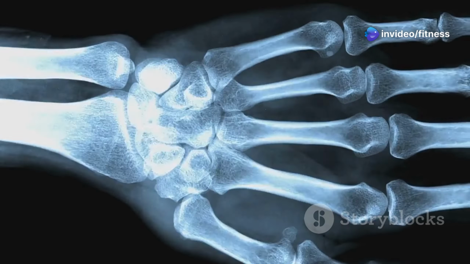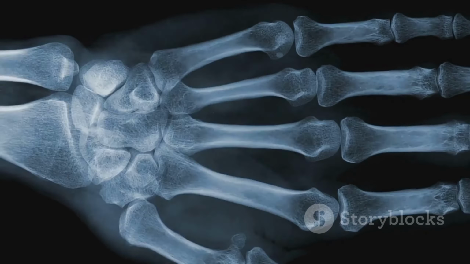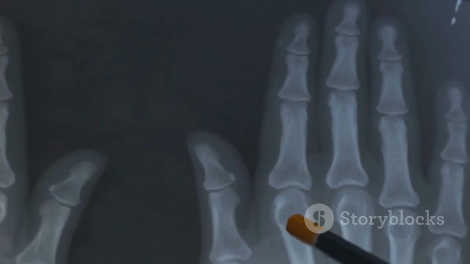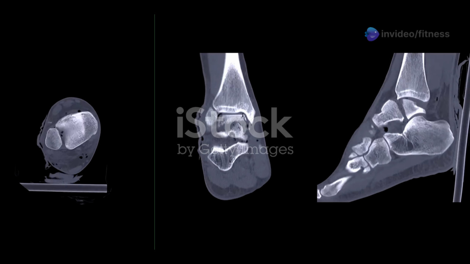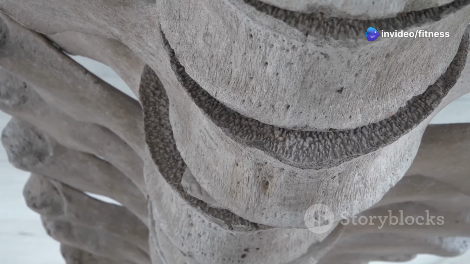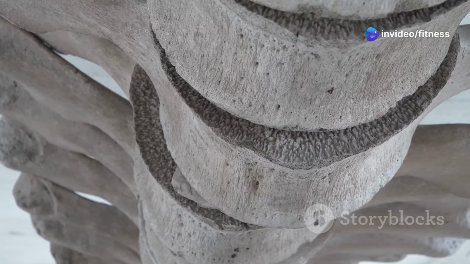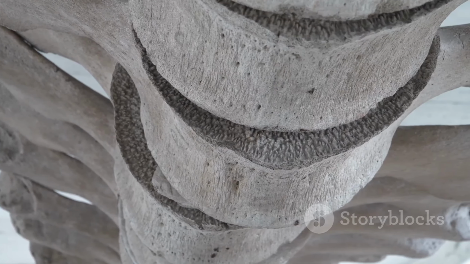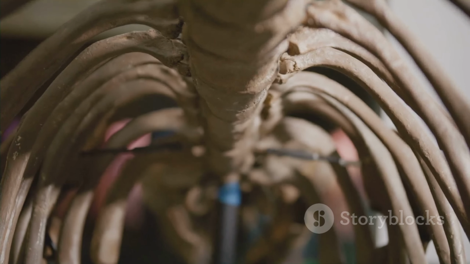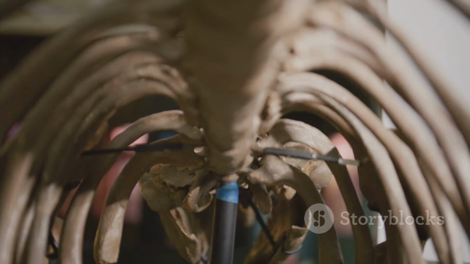Short bones are roughly cube-shaped, providing support and stability with limited movement. The carpal bones in the wrist and the tarsal bones in the ankle are prime examples of short bones. Flat bones, often thin and flattened, serve as points of attachment for muscles and protect underlying organs. The sternum, breastbone, ribs, and scapulae, shoulder blades, are classified as flat bones.